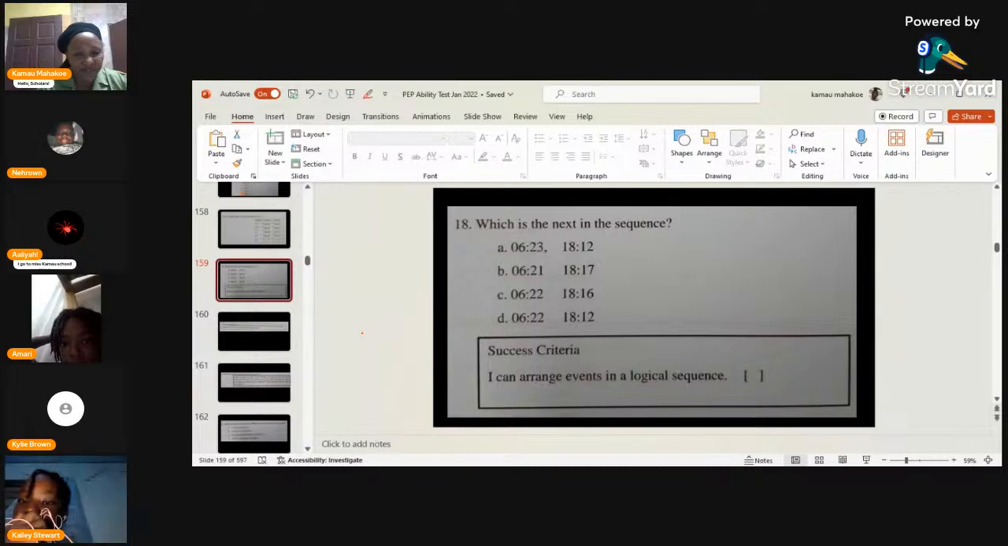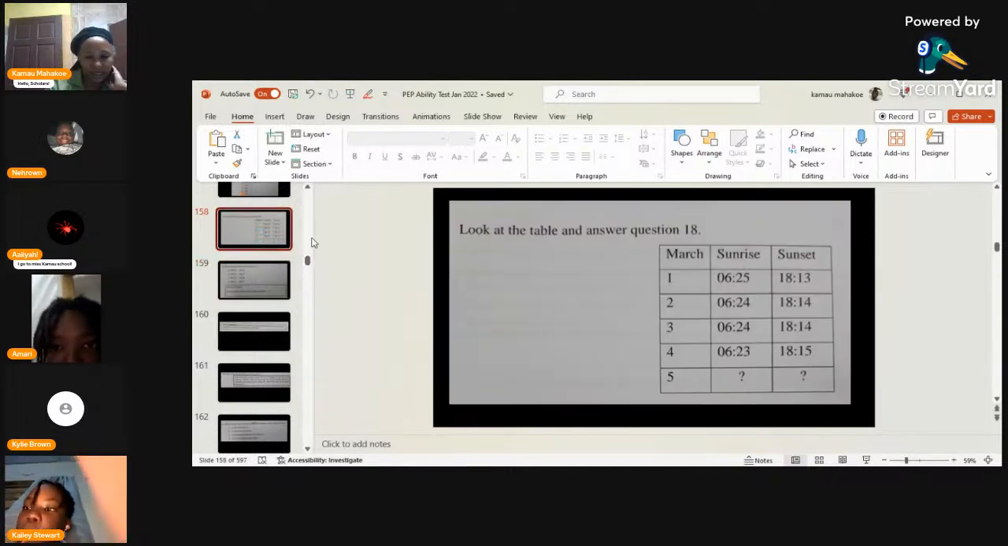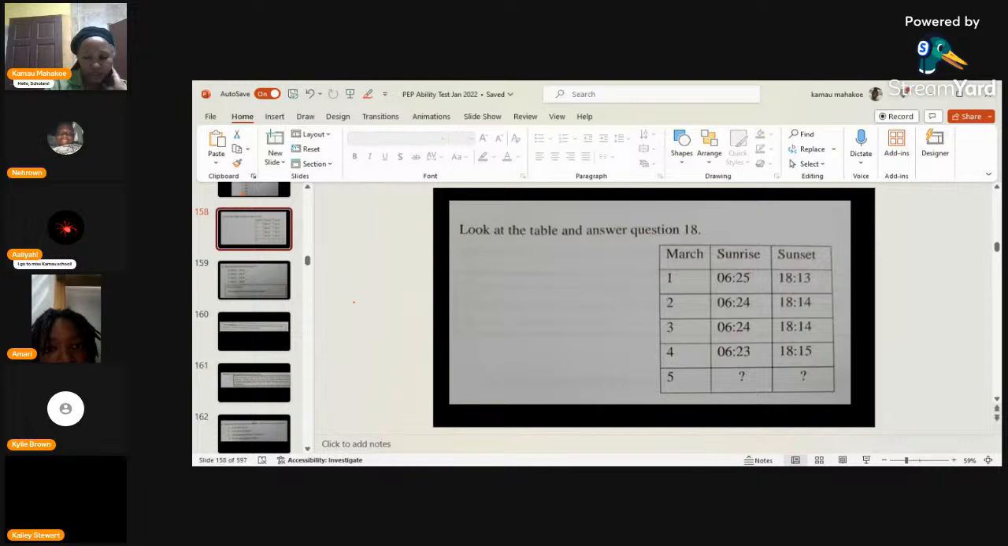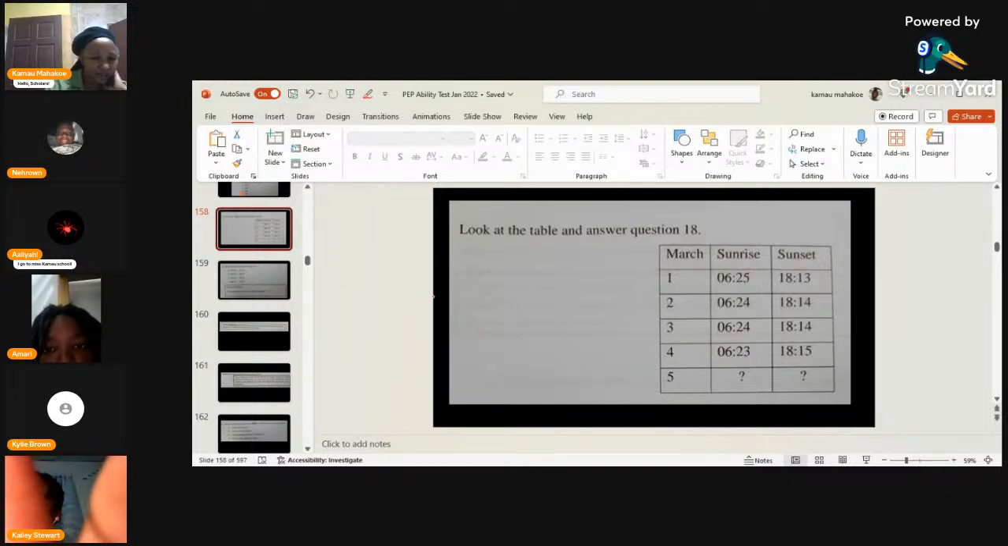So we are successful if we are able to arrange the events in a logical sequence. Which of these would be the sunrise and sunset for day 5? Have a quick look again at what it was on days 1, 2, 3, 4. I think it would be A, miss. So day 4 is 6:23 and then 18:15.